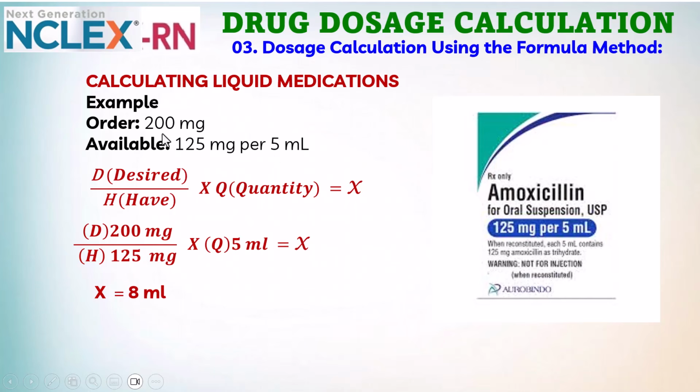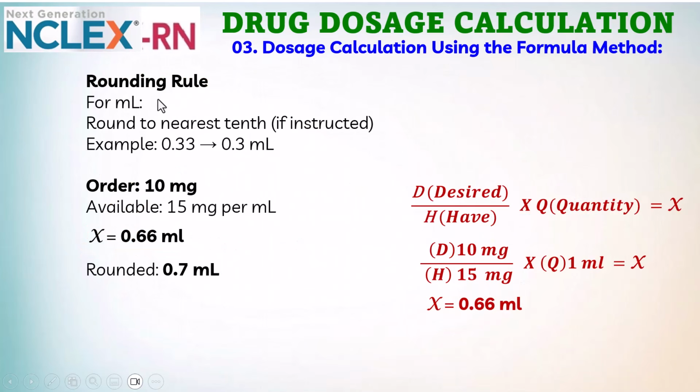So before using the formula, let's estimate. So order is 200, available is 125 milligram per 5 milliliter. So 200 milligram should be more than 5 milliliter. So we will need more than 5 milliliter. Yes. So now calculate. Desired is 200, having is 125 milligram into quantity. This is 5 milliliter. So don't forget to put 5 into X. So X equal to 8 milliliter. So always estimate first.